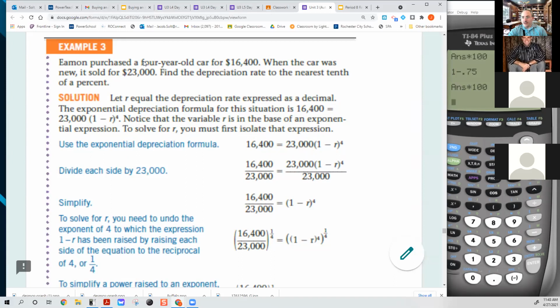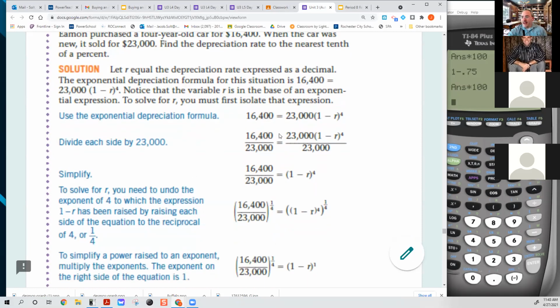Because it's a 4-year-old car, the car is depreciated for 4 years. That's that price at 4 years. I need this 1 minus R to be raised to the 4th power. So that's me writing out the formula, the expression. My first step, I have this being multiplied by the expression 1 minus R raised to the 4th power.